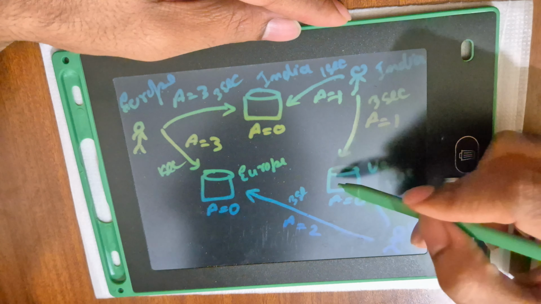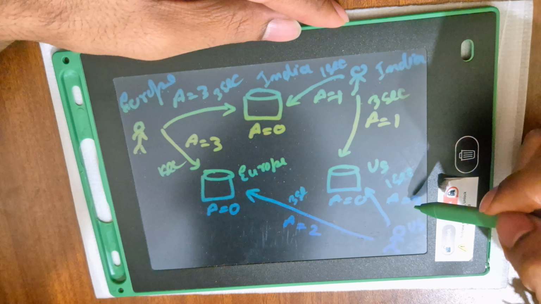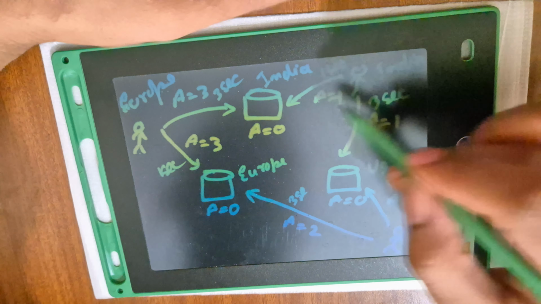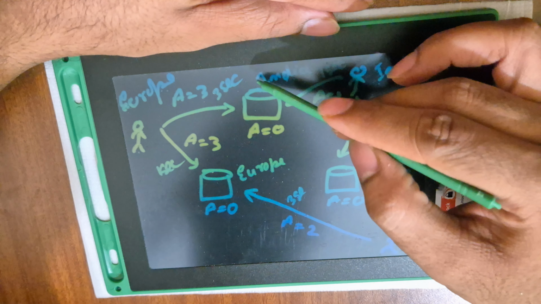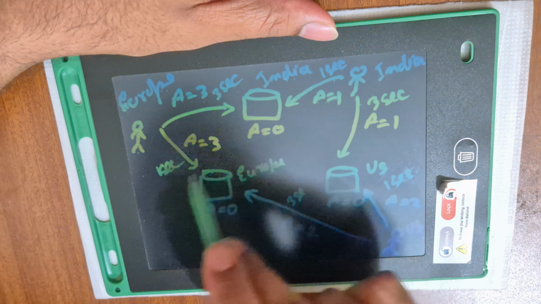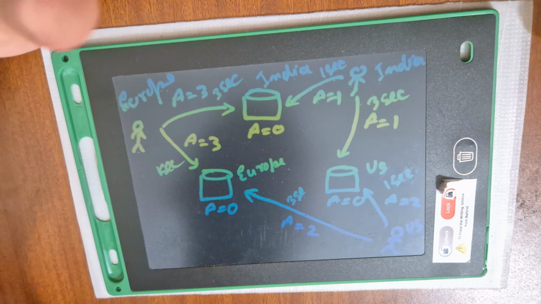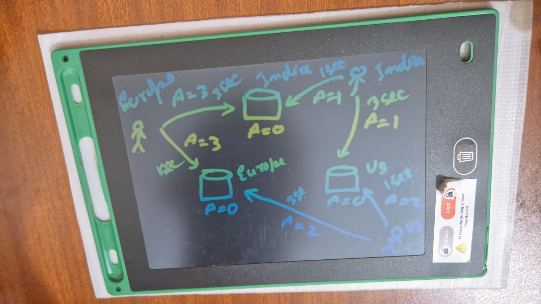As this DB got A equals to 2 and A equals to 1 at the same time, there is a race condition. Similarly, in the Indian server also there is a race condition. Similarly, in the European server also there is a race condition. Now no DB agrees with each other on what the actual value is. Correct. So this is problem number 1.